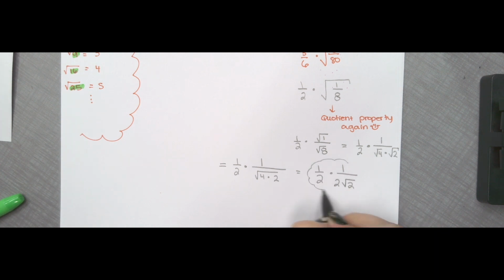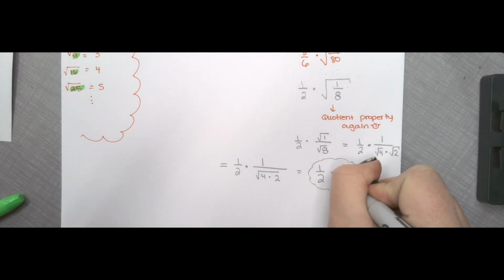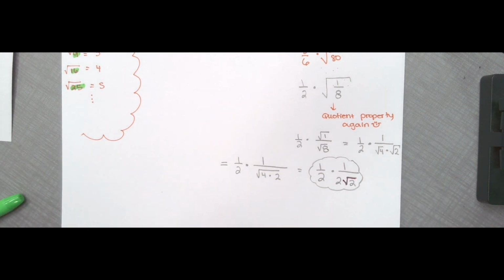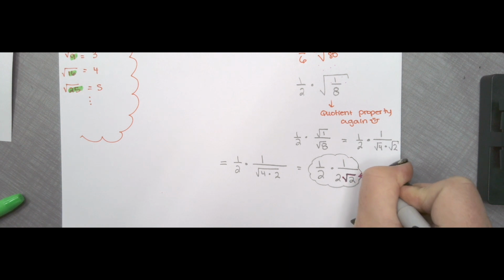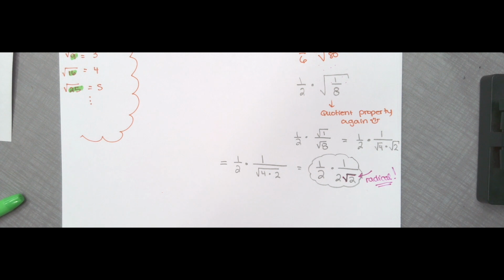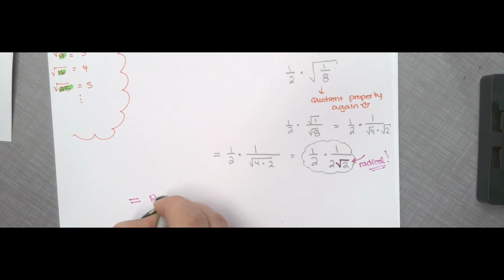I'm going to put a little thinking bubble around it. This is not your answer. I repeat, this is not your answer. This is where you cannot simplify anymore. This is where you realize, hey, you have a radical in the denominator. And you cannot have a radical in the denominator. So we need to rationalize the denominator.